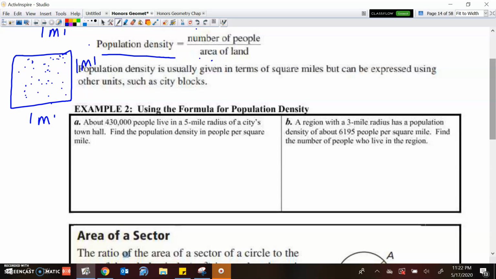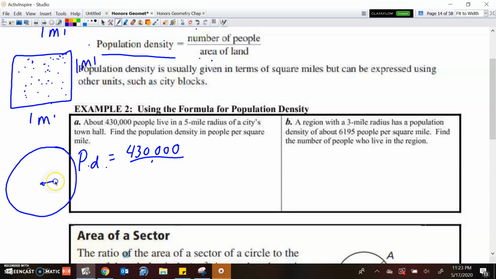So in example A, about 430,000 people live in a 5-mile radius of a city's town hall. Find the population density of people per square mile. I'm going to abbreviate this to population density. There's not a variable I'm using at the moment. The number of people is 430,000, per the area of the land. They tell me it is a 5-mile radius. So if this is the town hall, in a 5-mile radius is the area we're talking about. So let's find the area of that land.